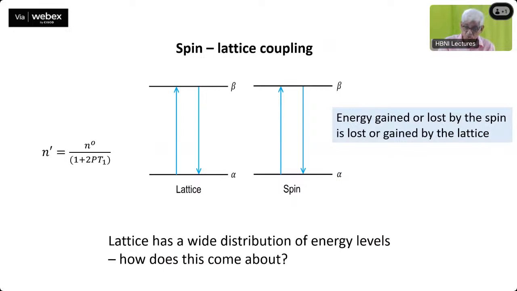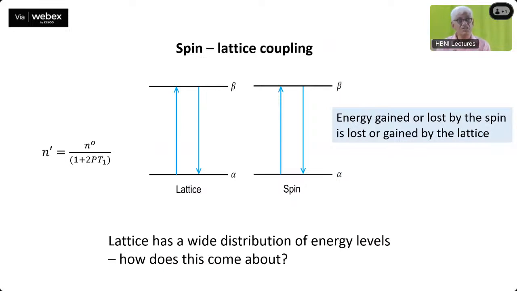Therefore, if the energy is absorbed here, it will get released here. An upward transition is countered by a downward transition here. A downward transition here is countered by an upward transition there. These things can happen. So energy gained or lost by the spin is lost or gained by the lattice. So therefore, the lattice contributes to this re-establishment of the populations of the two. Once it goes up, the lattice tries to bring it down. So the lattice is the wide distribution of energy levels.